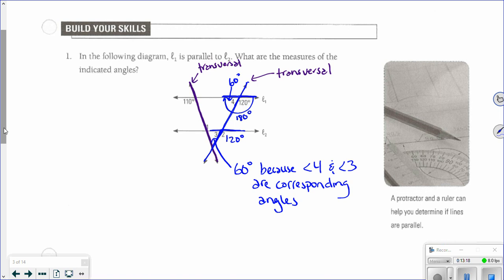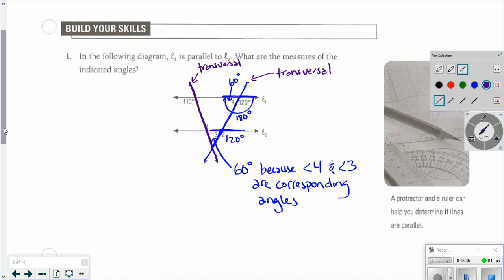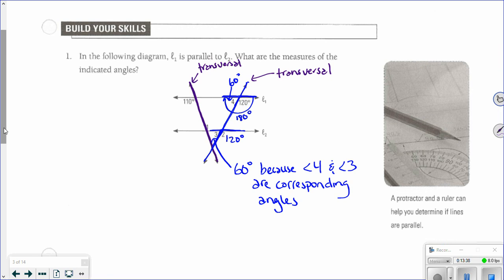Okay, angle 2 is 120 degrees because it's a corresponding angle as well. And angle 4 is 60 degrees because it and the 120 are supplementary angles. On the purple line, on the other side, this 110 and angle 1 are kind of special. We can figure out what angle 1 is based on that 110.